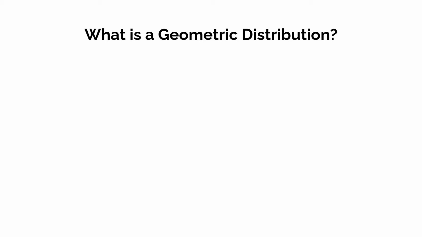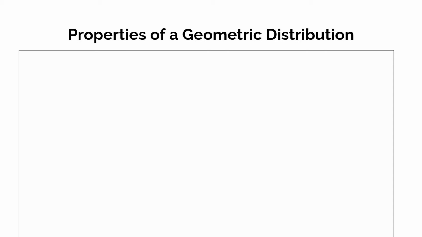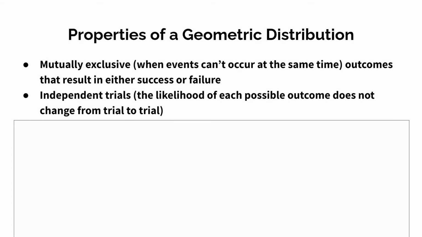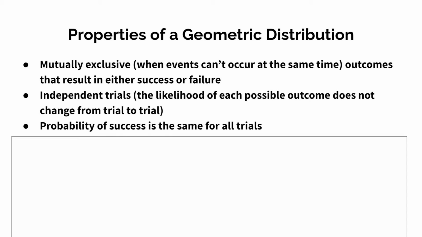Let's dive into the properties of geometric distributions. The first one to note is that geometric distributions are mutually exclusive. This means events cannot occur at the same time, and that the result will either come out as a success or failure. We can also identify this as independent trials, meaning that the likelihood of each possible outcome does not change from trial to trial, and that the probability of success is the same for all trials.